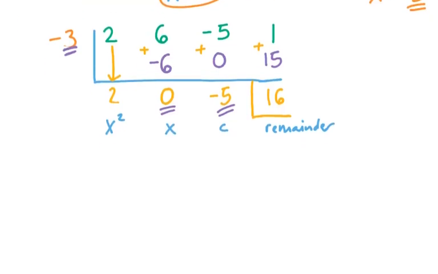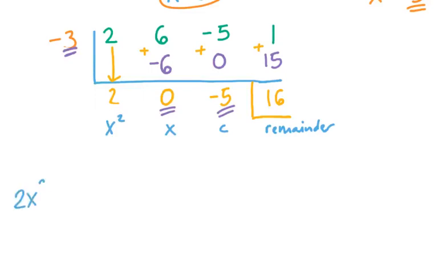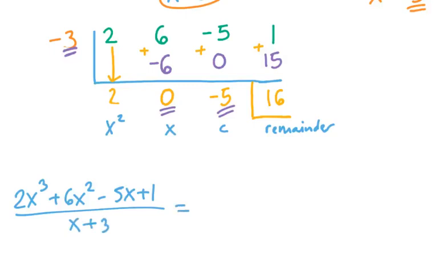So to write our final answer in a more clear way, I'm going to say, just to repeat a little bit, that 2x cubed plus 6x squared minus 5x plus 1 divided by x plus 3 is equal to 2x squared.